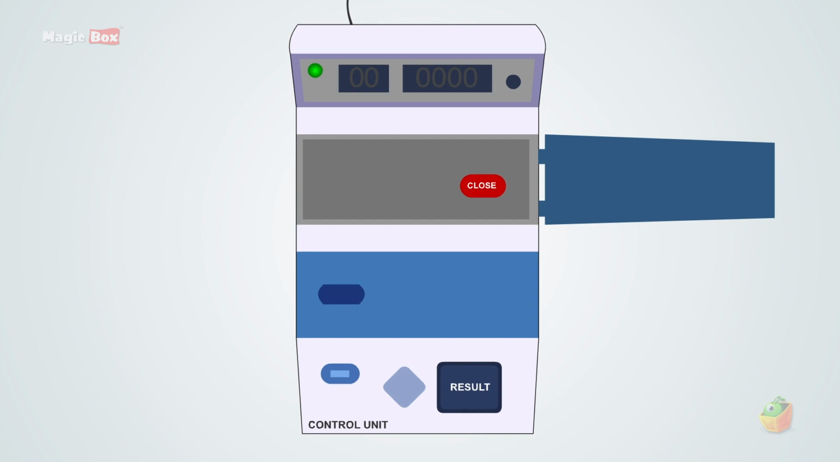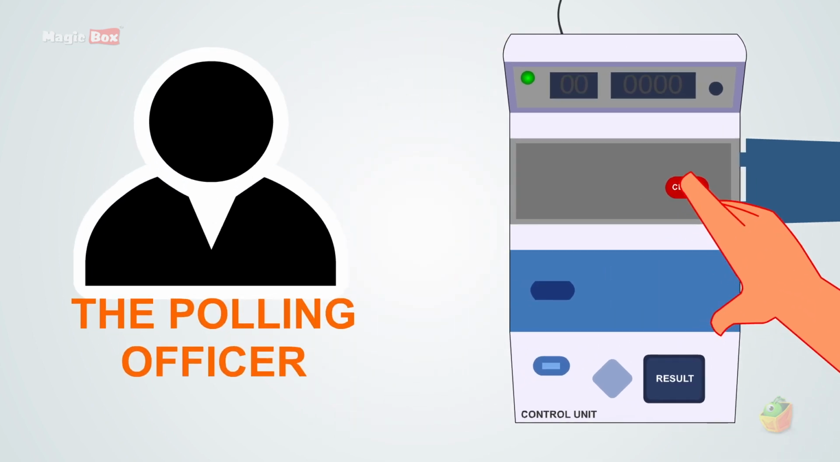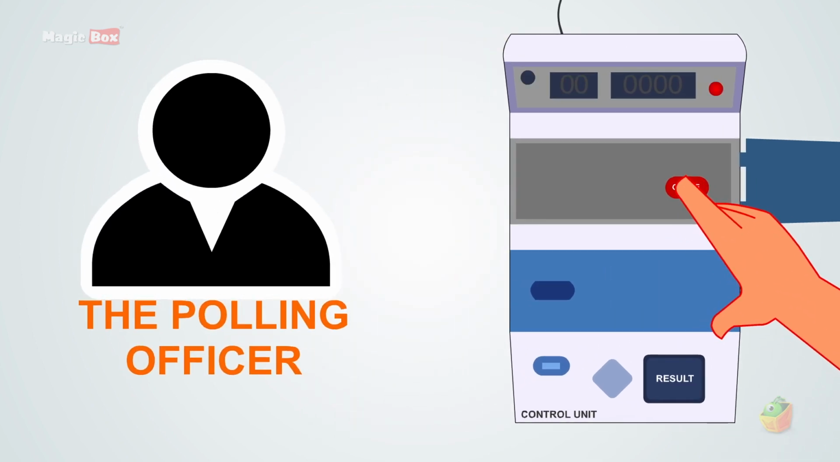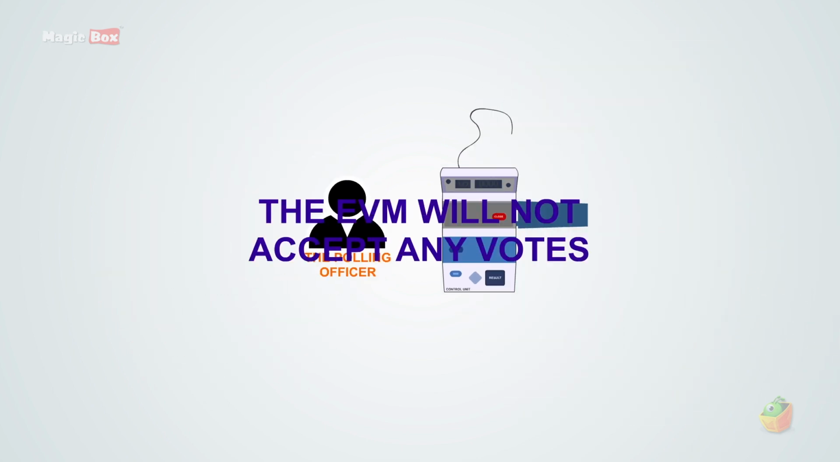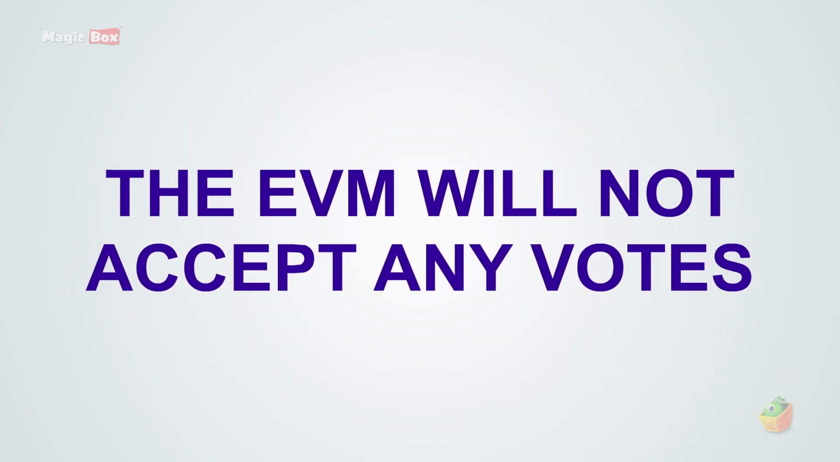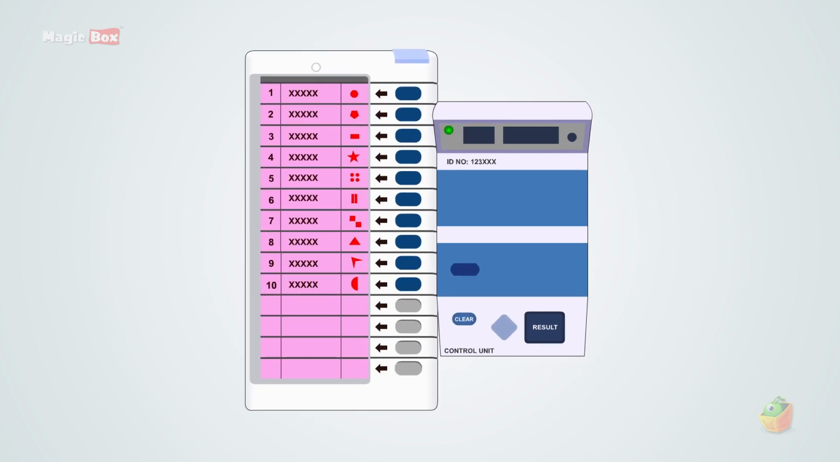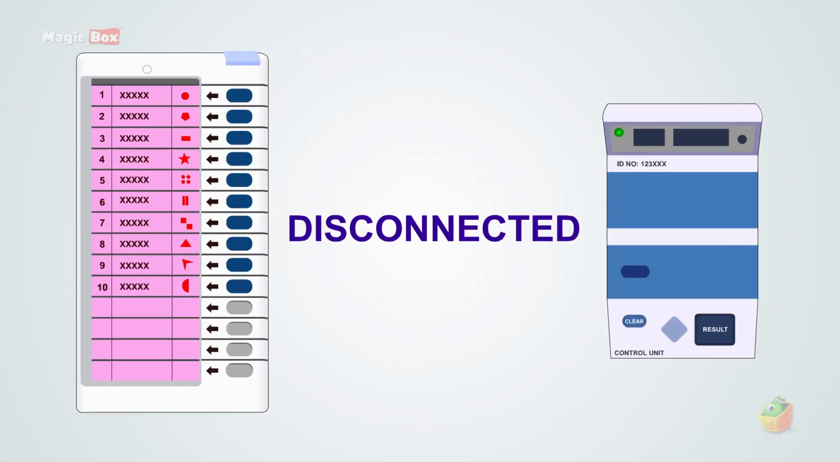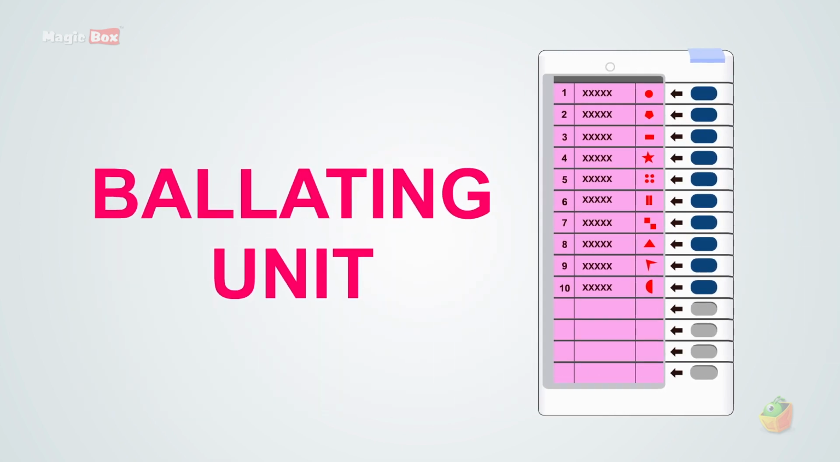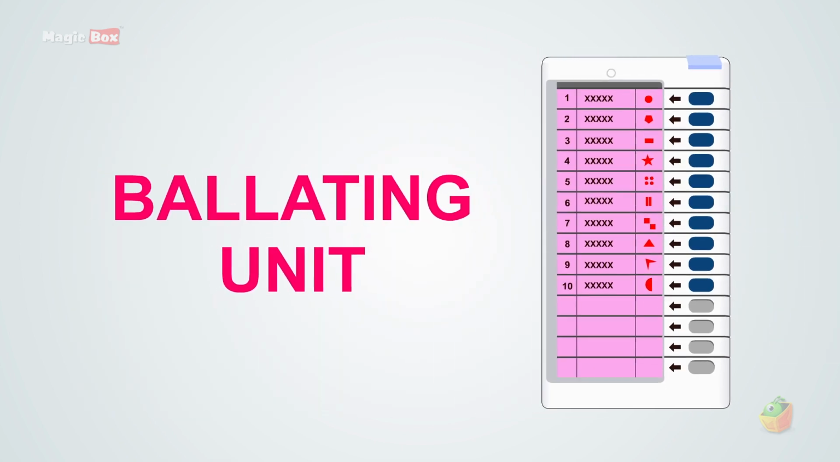As soon as the last voter has voted, the polling officer in charge of the control unit will press the close button. Thereafter, the EVM will not accept any votes. Further, after the close of poll, the balloting unit is disconnected from the control unit and kept separately. Votes can be recorded only through the balloting unit.